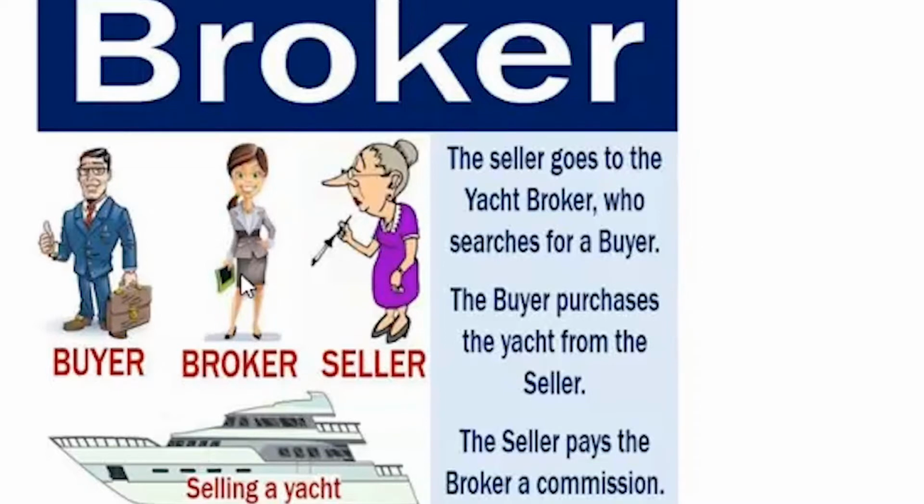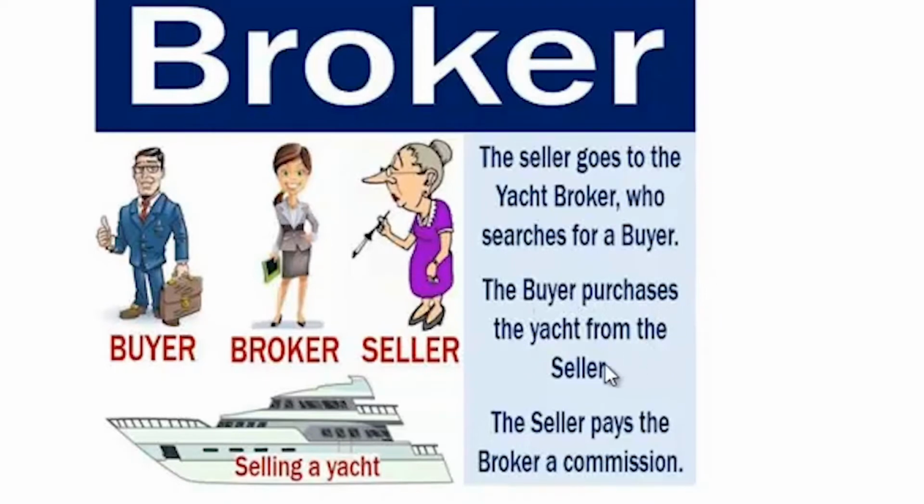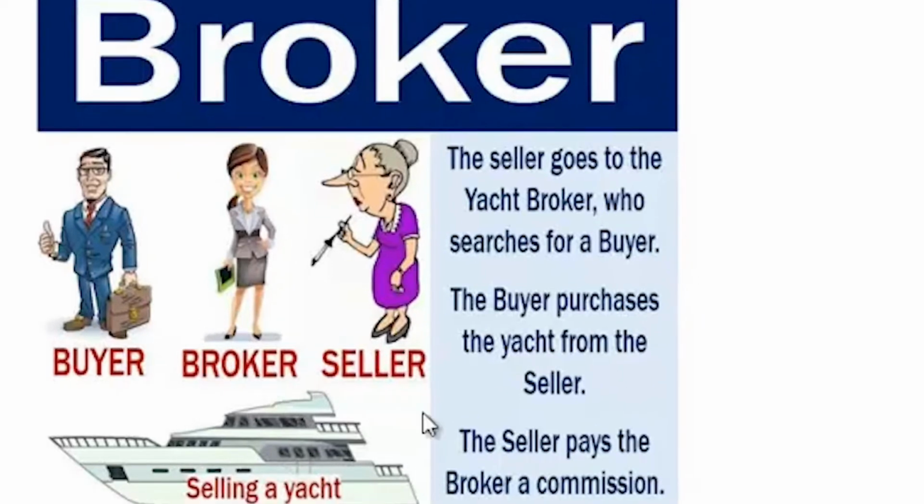So this broker is the agent. This lady is the middle person between this buyer and the seller. This is what they want to transact. So the seller goes to the yacht broker who searches for a buyer. The buyer purchases the yacht from the seller and pays the broker a commission. After transacting, this broker gets a commission for that particular transaction.